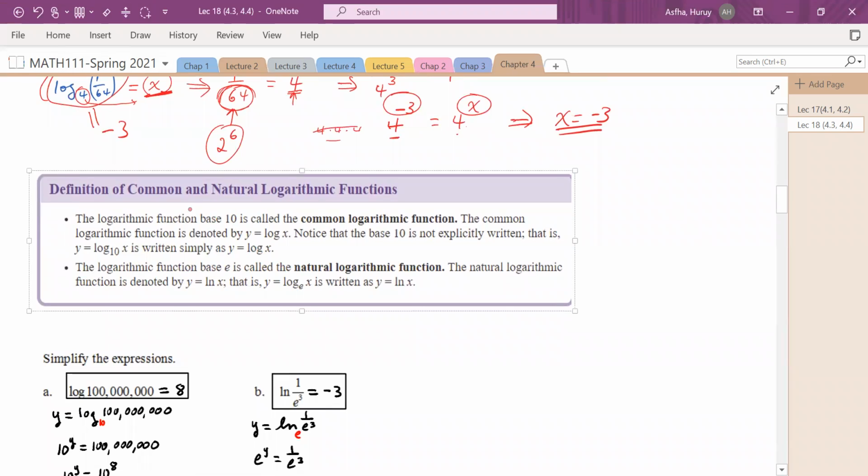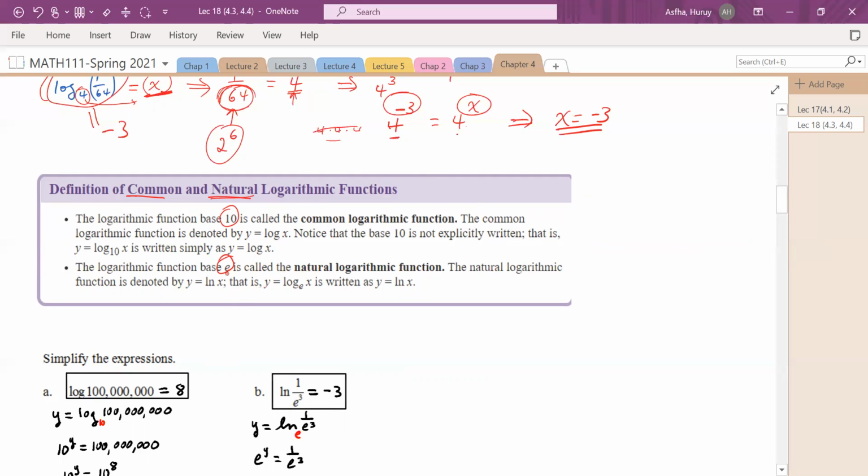Okay, so we have two commonly used logarithmic functions. One is the so-called common logarithmic function, and the other one is the natural logarithmic function. The common is when the base is 10, and the natural logarithmic function is when the base is e. e is the natural number, the number that we learned in our last lecture, which is 2.718, something like that.